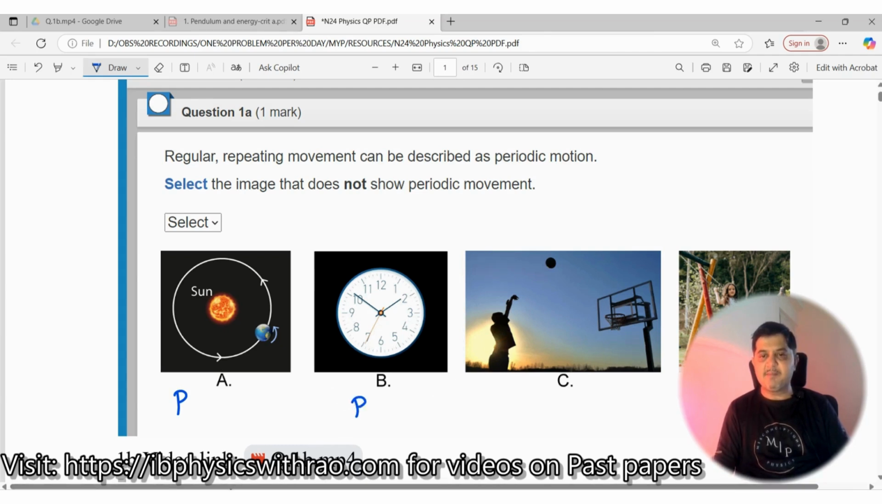And what about the basketball that I am throwing here? Definitely it is not periodic motion. When I throw it from here, it falls down, and then I have to go here, dribble it, and then once again throw it from here. So this will be a non-periodic motion.